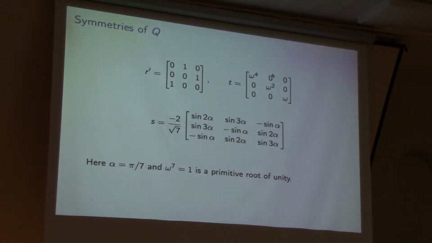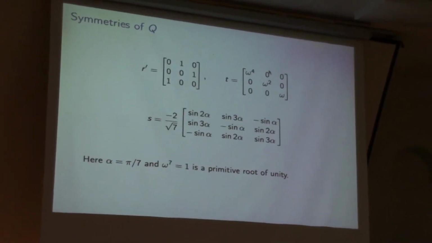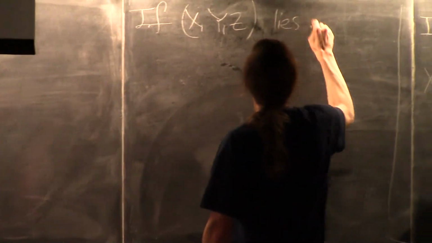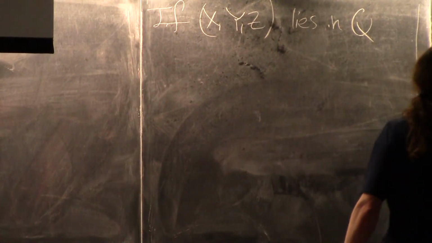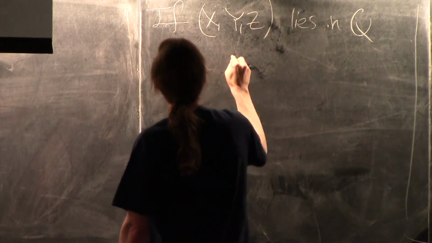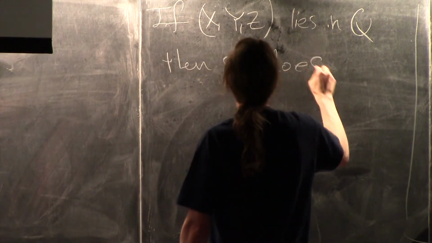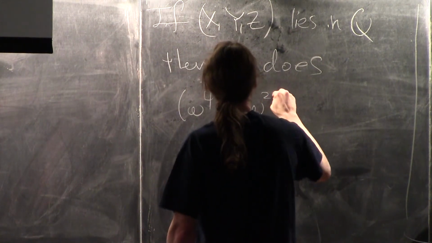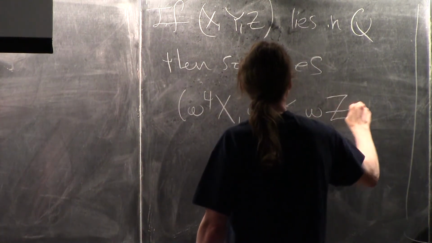So here are 3 matrices, and these matrices give us symmetries of Q. And you know what? I'm going to do this one by hand for you. Let me grab a chalk. So it's the same theorem. If x, y, z lies in Q, i.e. solves this equation, then so does omega to the 4th times x, omega squared times y, and omega times z.